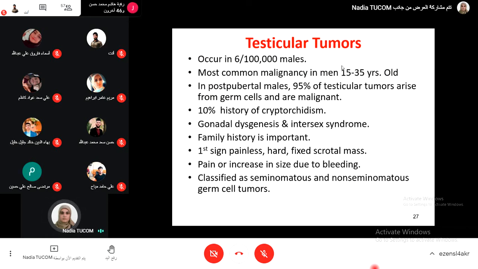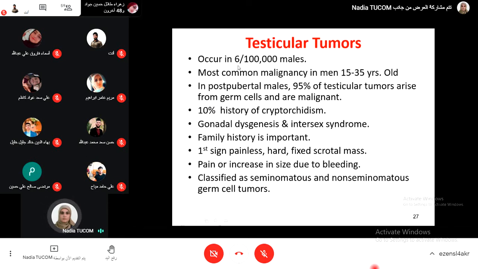Testicular tumors. Tumors of the testis occur. What do you think is most common, testicular tumors or prostatic tumors? Prostatic tumor is far more common than testicular tumors.